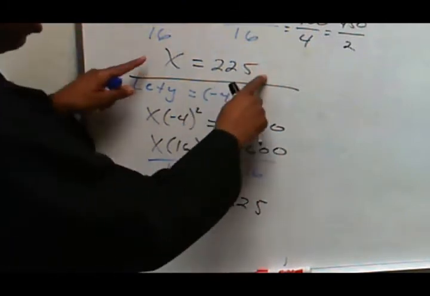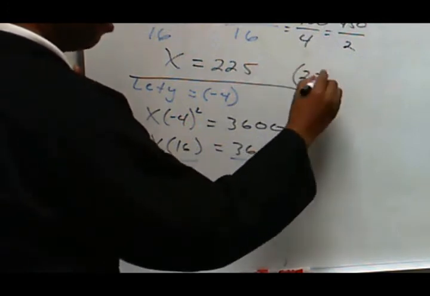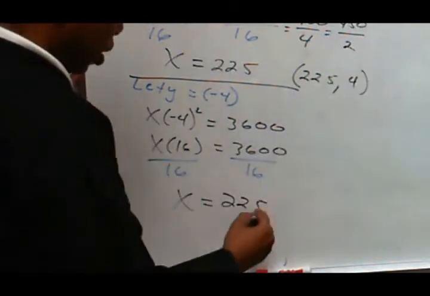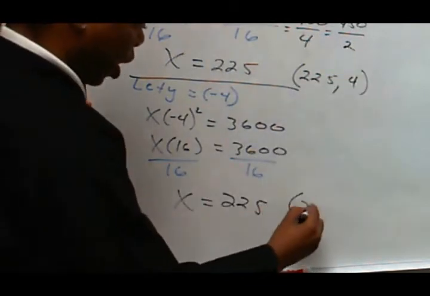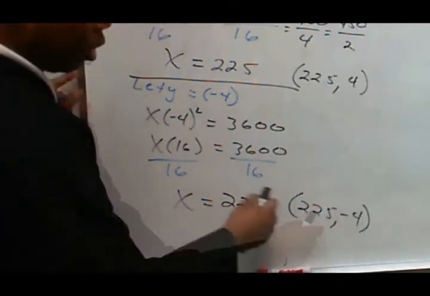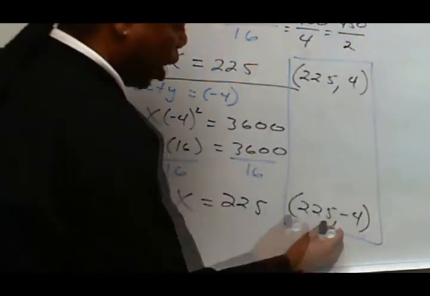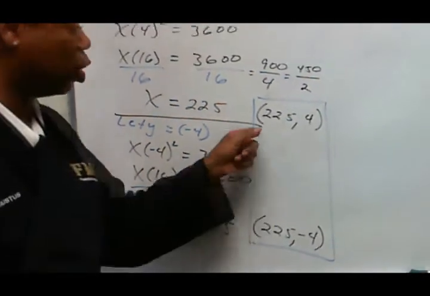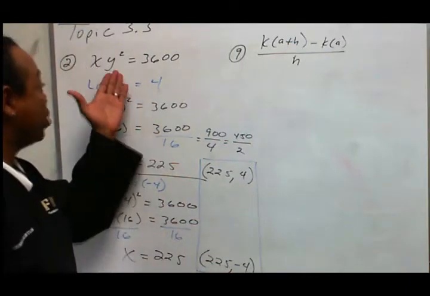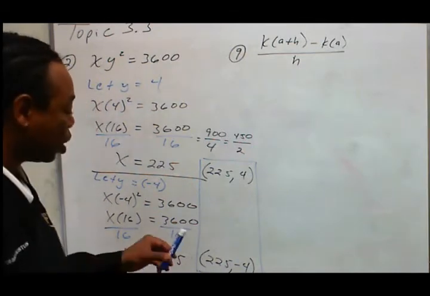Now, the result here says that we have 225, comma, y, which is 4. This result gives us x is 225, and the result, y is negative 4. So, since these are 2 points that are in the same line, this demonstrates that you have the same input but different output. Therefore, this cannot be a function. Okay, number 9.